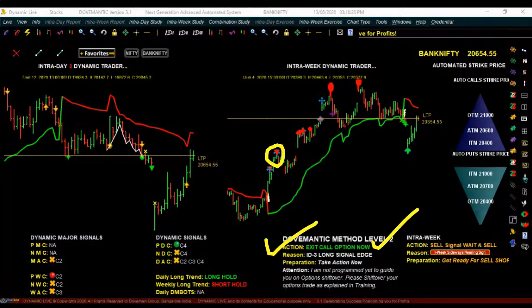Got it? So this is how one can trade. There's a very easy, simple process here. Anyone can implement it. Anyone can make money following this. So this is all that you're supposed to do.